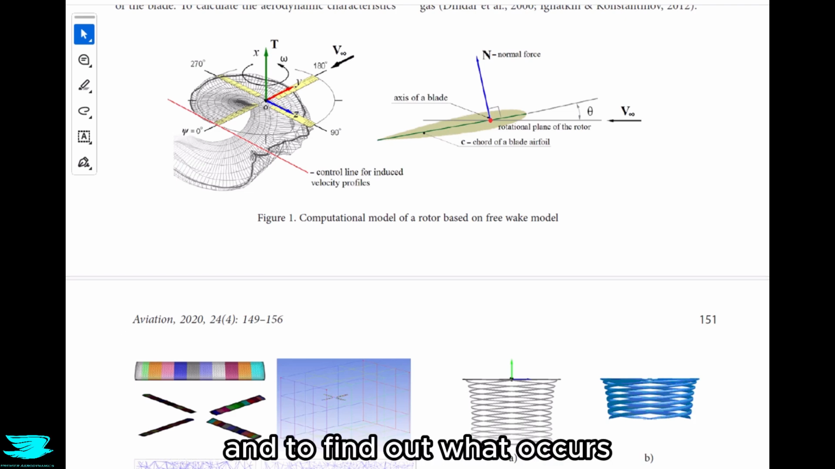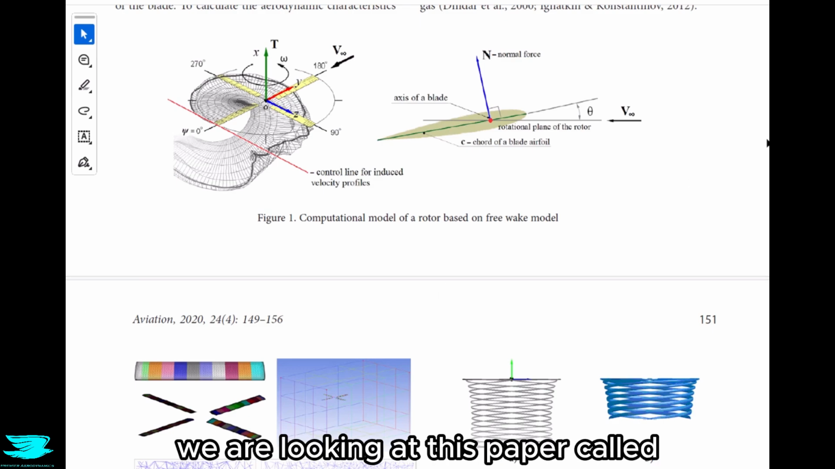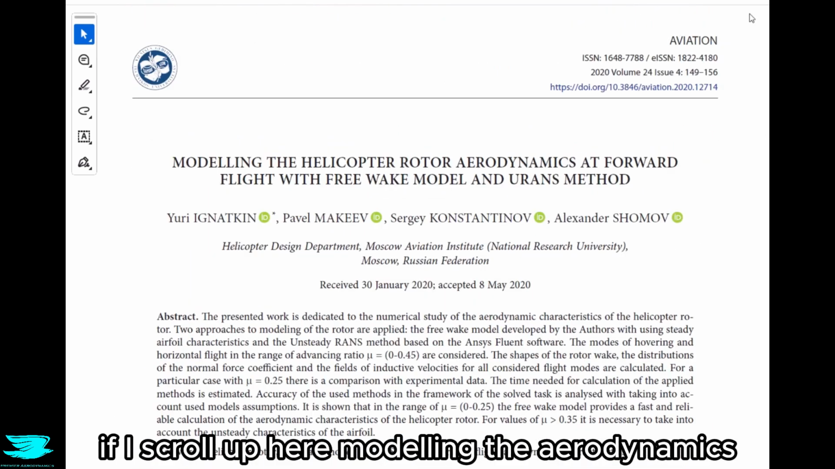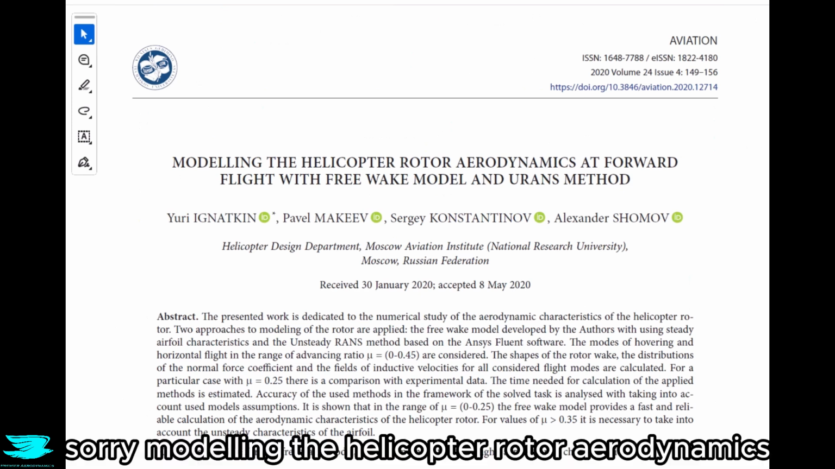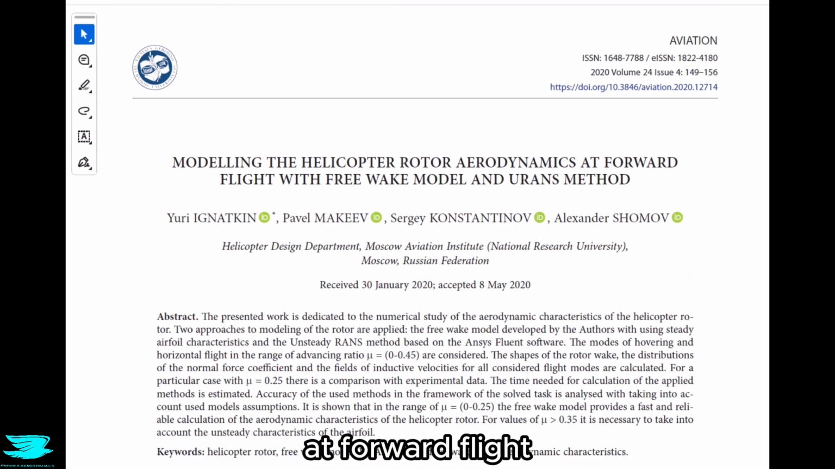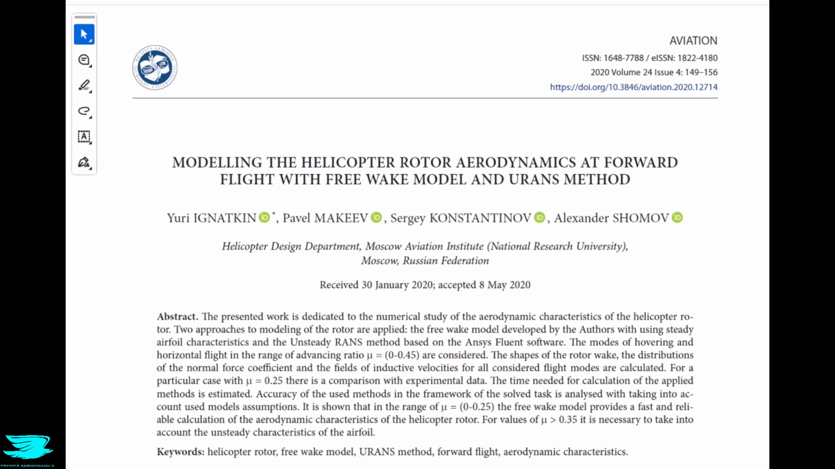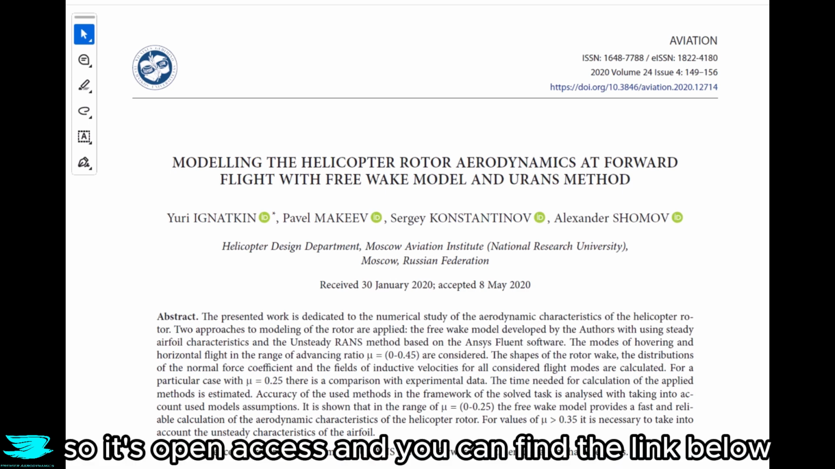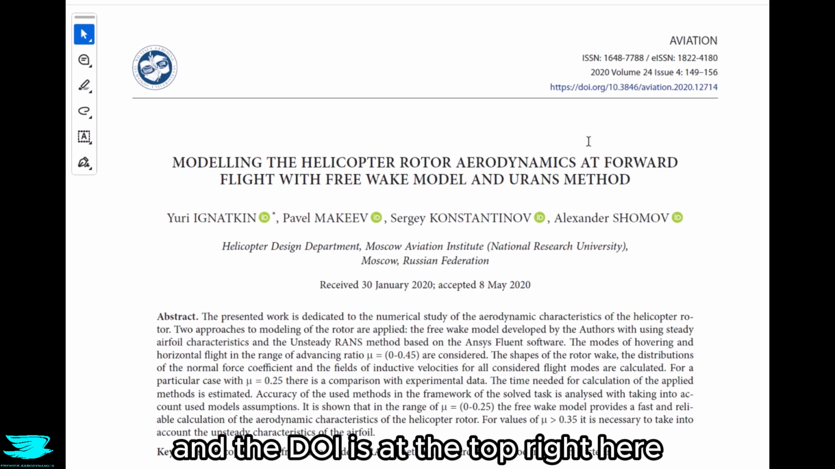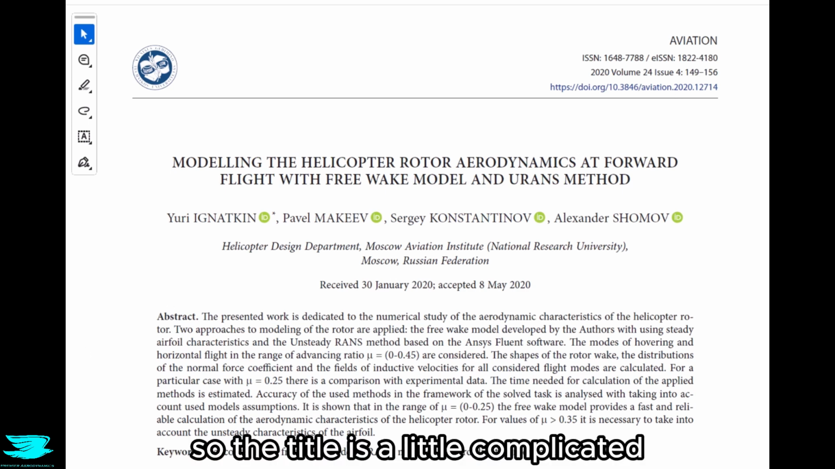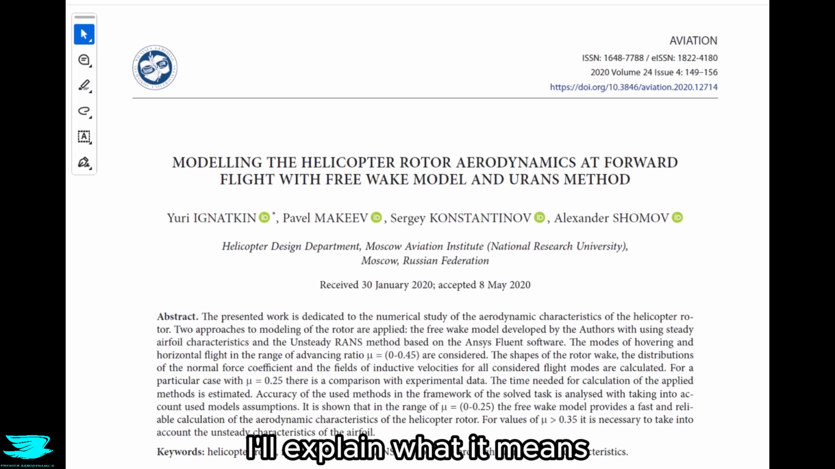And to find out what occurs, we're looking at this paper called, if I scroll up here, Modeling the Helicopter Rotor Aerodynamics at Forward Flight with Free Wake Model and URANS Method. So it's open access, and you can find the link below, and the DOI is at the top right here. So the title is a little complicated. I'll explain what it means.